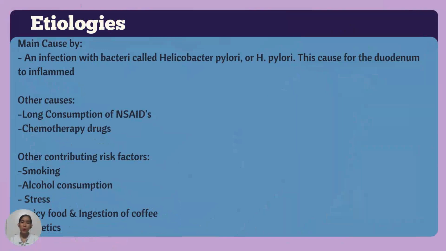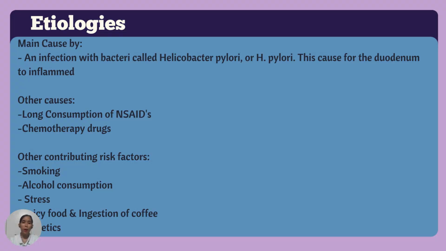Etiologies. The most common cause of this damage is an infection with bacteria called Helicobacter pylori, or what we rather know as H. pylori. This bacteria can cause the lining of our duodenum to become inflamed, and then an ulcer can form. Other causes include long consumption of non-steroidal anti-inflammatory drugs, and also prolonged use of chemotherapy drugs.